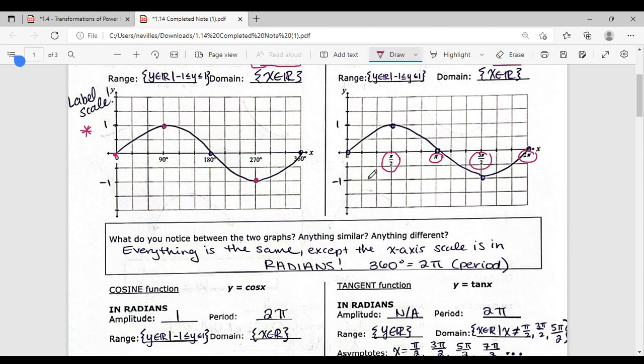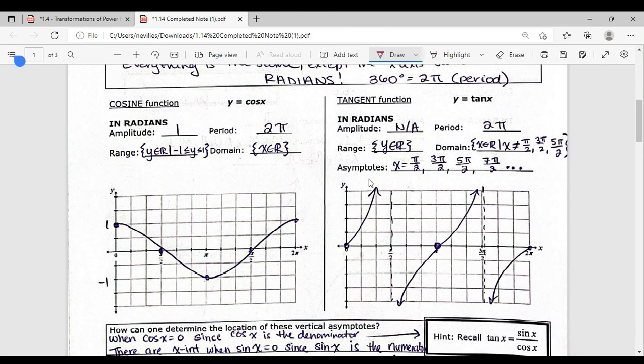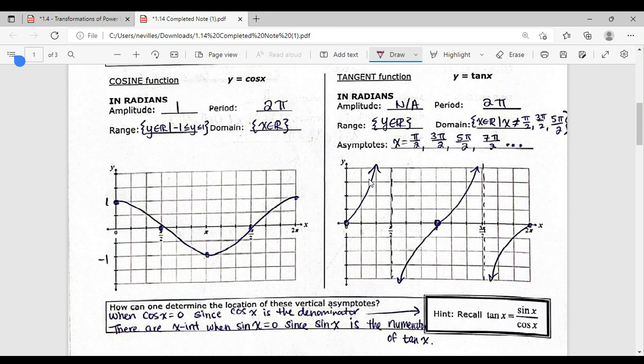So what do you notice about the two graphs? Is there anything similar, anything different? It should be that everything is similar except that the x-axis scale is in radians. If you want to just refresh your memory on what the cosine graph looks like, that's where we start at the maximum with the radian at 0 on the x-axis, comes down to a minimum, and then returns back to its maximum. The tangent graph has some asymptotes in it.